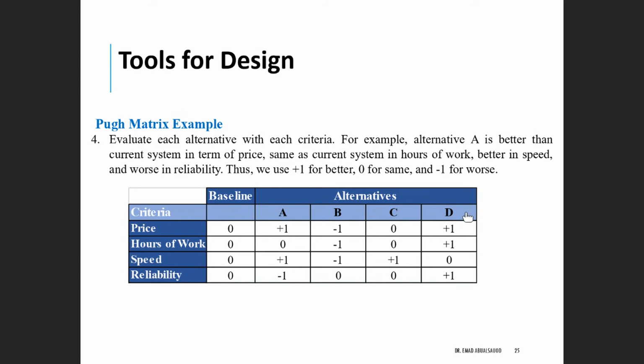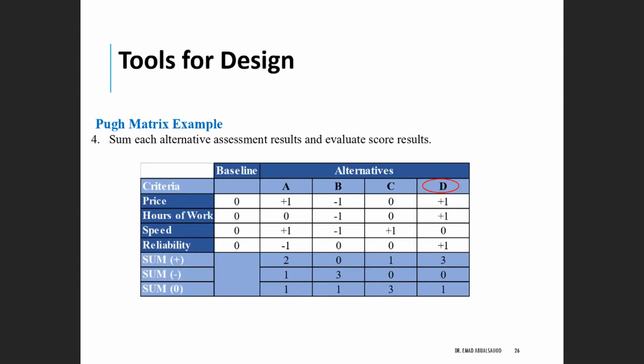You do the same for all the remaining alternatives, and then you add them up in terms of plus, minus, or zeros. So you add all these pluses here. How many plus do we have? 1, 2 for alternative A, so you put 2 here. How many minus do we have? We have 1, so you put 1 here. How many zeros do we have? We have 1 zero for alternative A. You do the same for all of them. For example, here in C, we have 3 zeros. That's why we have 3 in the sum of 0. We have 1 for the plus, so we put 1 in the sum of the plus.